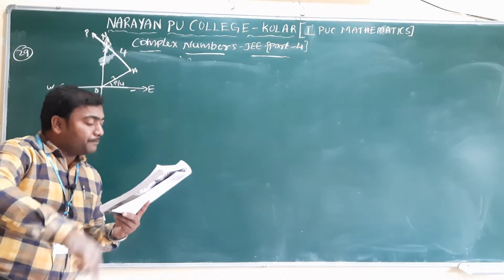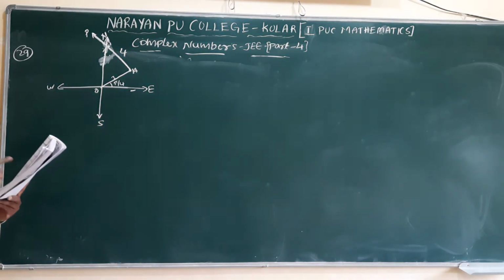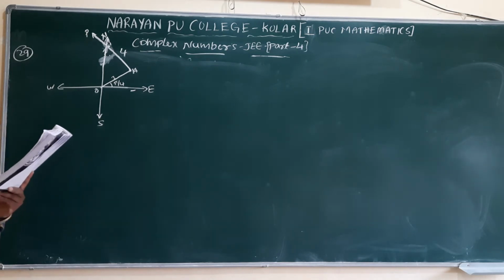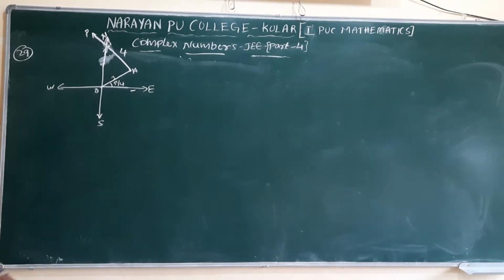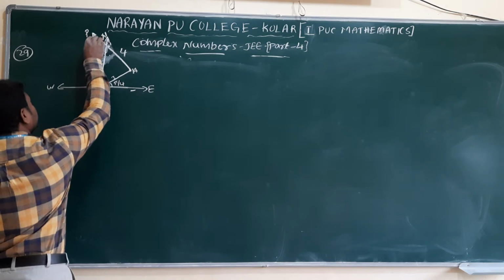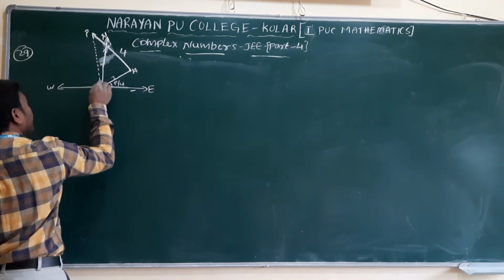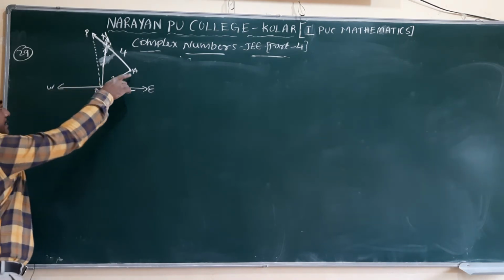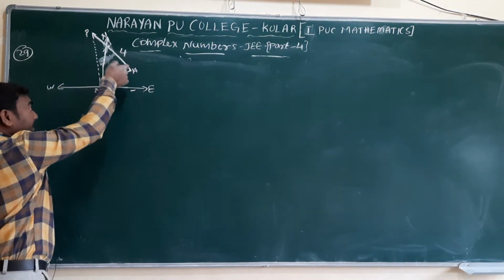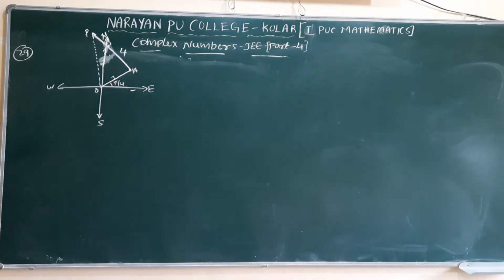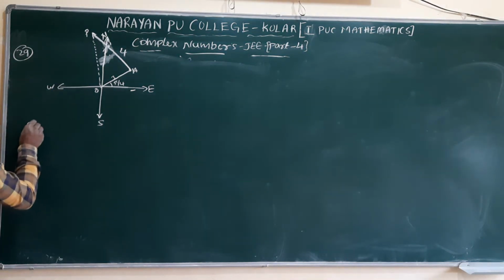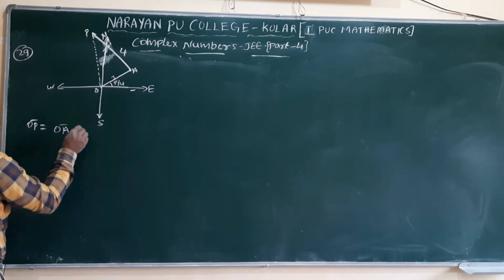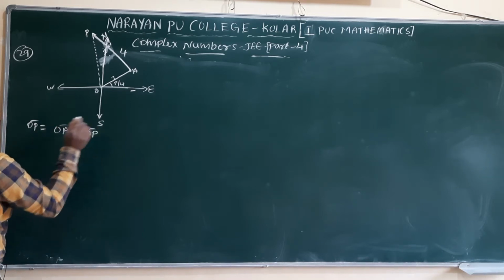Then the position of P in the Argand plane is... we have to find the position of this point. We have to take OP bar. Already here it's an angle of 45 degrees, so we are getting the angle 90 degrees here. But here we have to find OP bar, which is equal to OA plus AP.